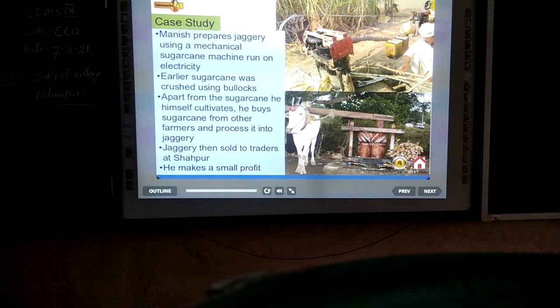Here is another example. Manish prepares jaggery using a mechanical sugarcane machine run on electricity. He has purchased a machine, whereas earlier sugarcane was crushed using bullocks. Apart from the sugarcane he cultivates himself, he buys sugarcane from other farmers and processes it into jaggery. The jaggery is then sold to traders at Shahpur, which is located near Palampur. He makes a small profit.